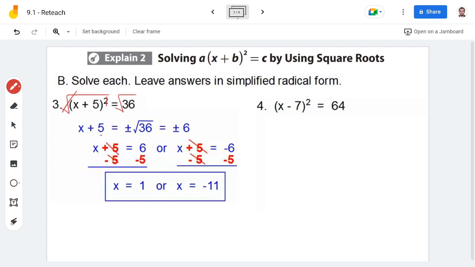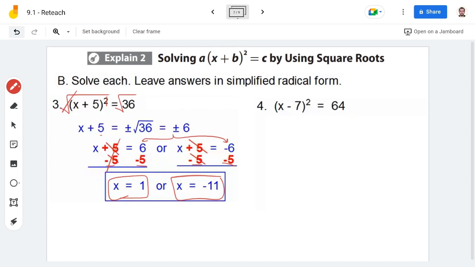So it remains x plus 5 equals positive or negative 36. What's the square root of 36? It is positive or negative 6. Because I have positive or negative 6, one is positive 6 and the other is negative 6. So you add negative 5 to both sides, and this cancels out. So x is equal to 1, and the other is x equals negative 11.